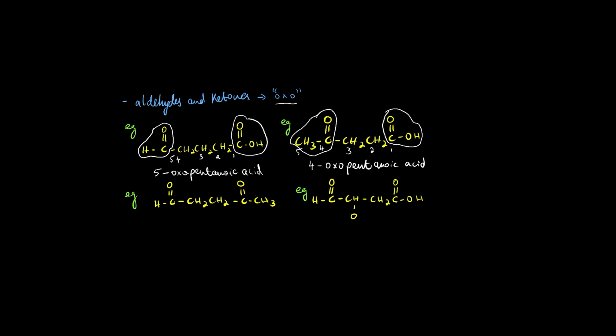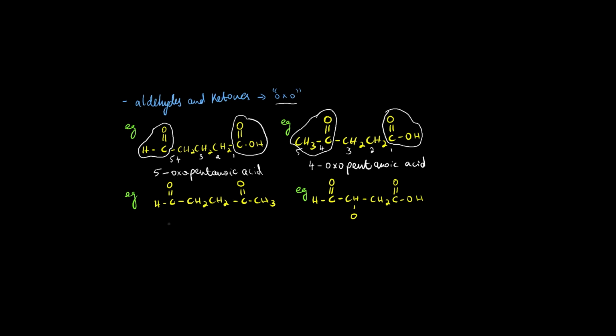4-oxopentanoic acid. Why 4-oxo? 4-oxo is there because the 4th carbon atom from the carbon chain has the alkyl group and basically the ketone group attached to it. So oxo is going to be used when aldehydes or ketones, any of them, are used as substituents. Pentanoic acid is there as it is going to be a 5-carbon carboxylic acid.